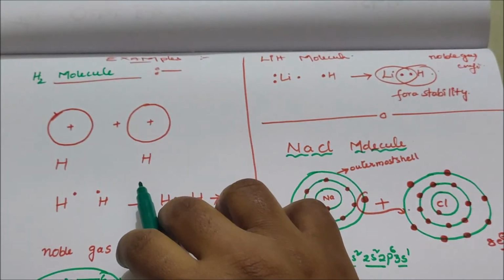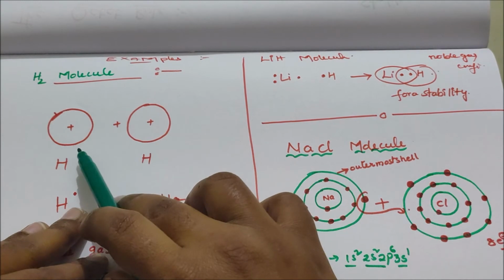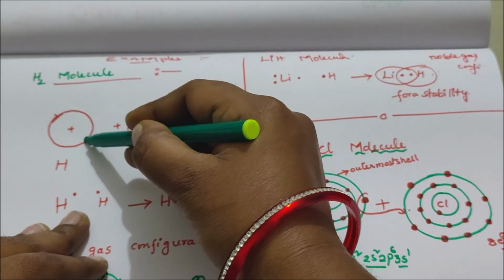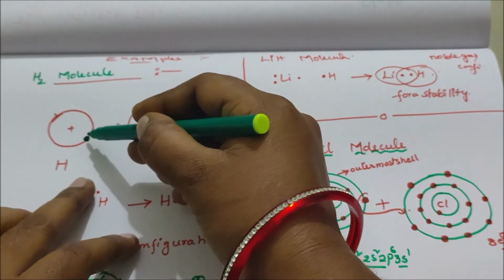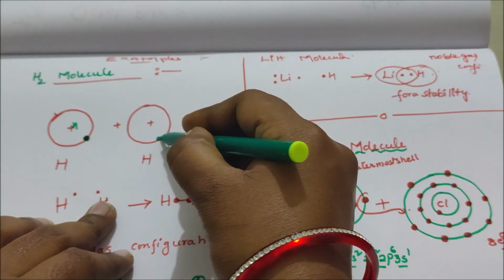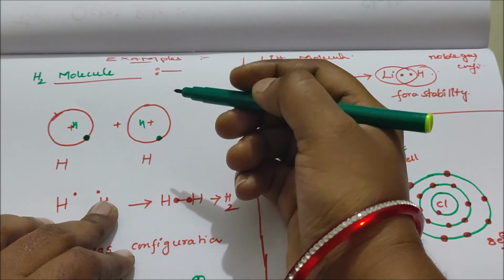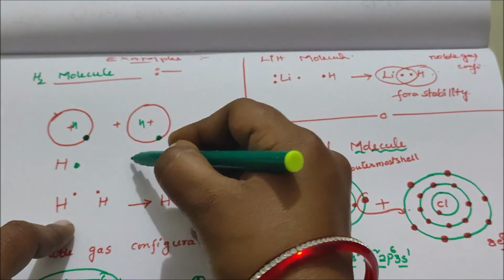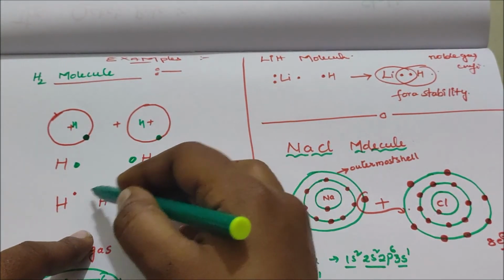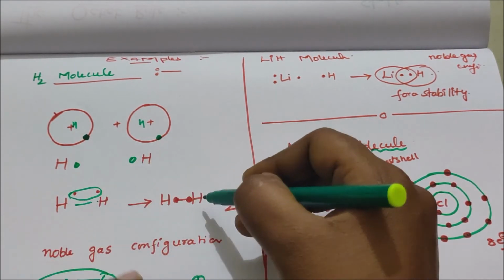Look at this example, the hydrogen molecule. A hydrogen atom contains 1 electron in the outermost shell, which revolves around the hydrogen nucleus. Another hydrogen atom also has 1 electron revolving around its nucleus. So each hydrogen atom contains 1 electron. For stability, they share electrons to form a bond.